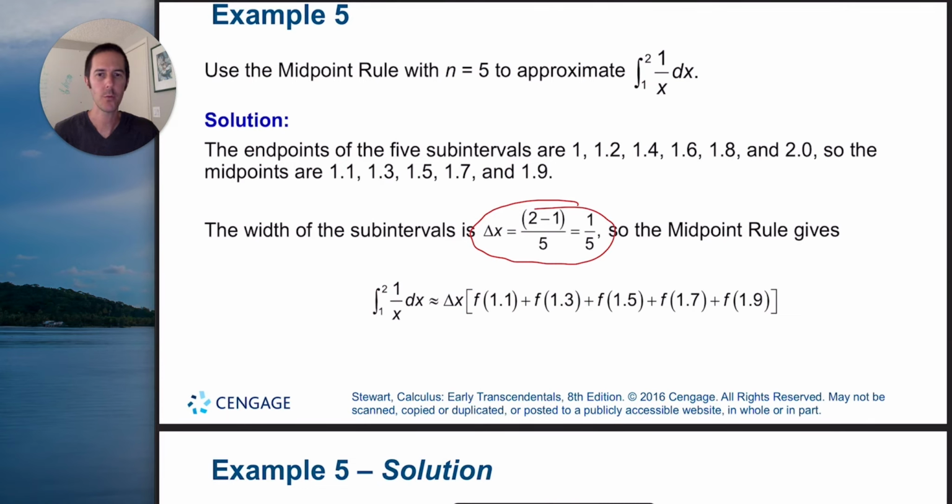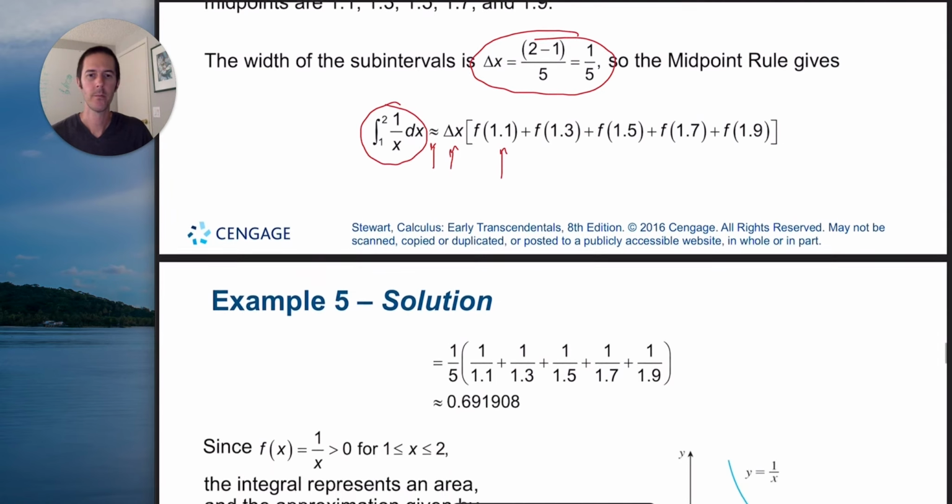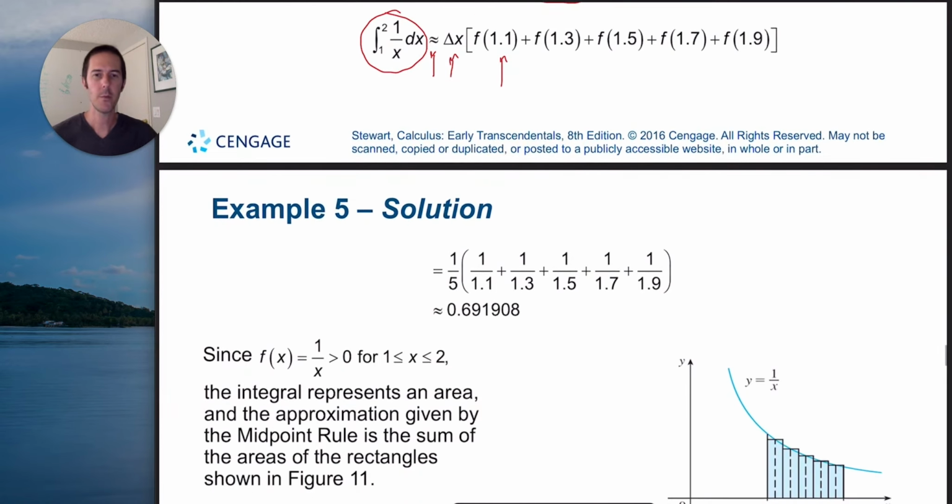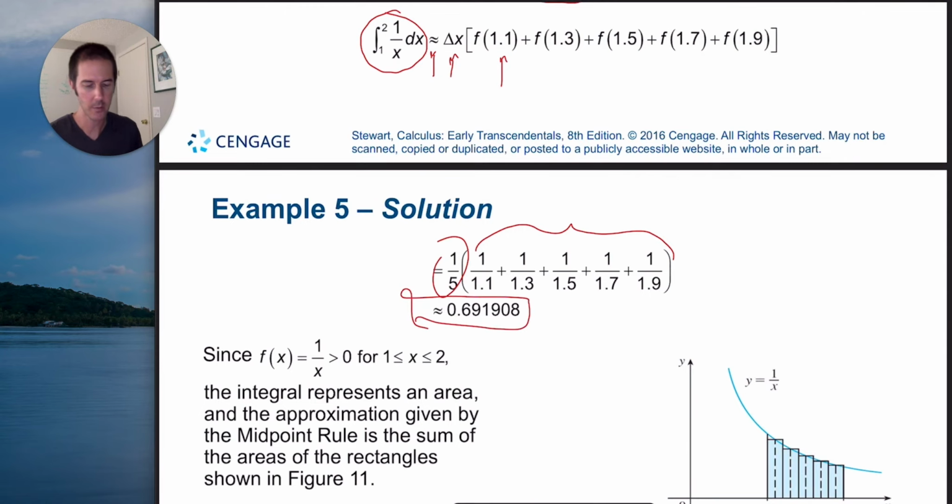And the midpoint rule says that the area under the curve is approximately equal to the width of each rectangle multiplied by the height of each rectangle, where the height of each rectangle is determined by taking the midpoint of the subinterval and plugging it into your function. If we plug in those midpoints, we get these as heights. We add up the heights, we multiply by delta x, and we get this as an approximate area under the curve.